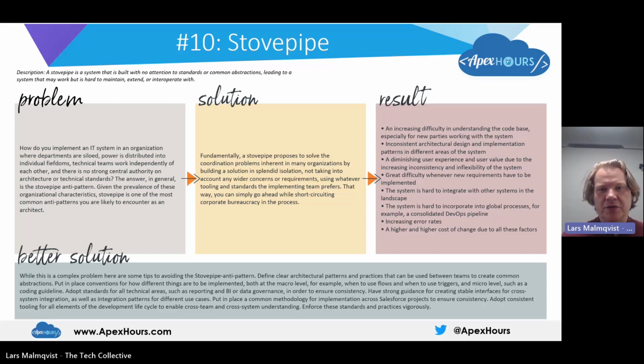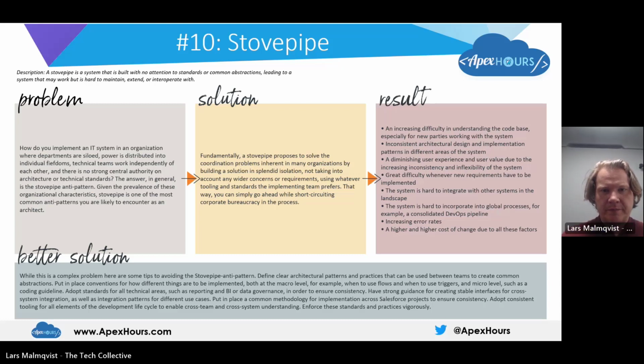Well, we should, of course, focus on a number of strategies. That would include defining clear architectural patterns and practices up front, establishing coding and implementation conventions, adopting technical standards, providing guidance for stable interfaces that can be used for integrations, having a common methodology for how you run your Salesforce projects, and having good tooling throughout the development lifecycle, so you don't have to do a lot of things manually. And you then have to have the governance mechanisms to actually enforce this, right?